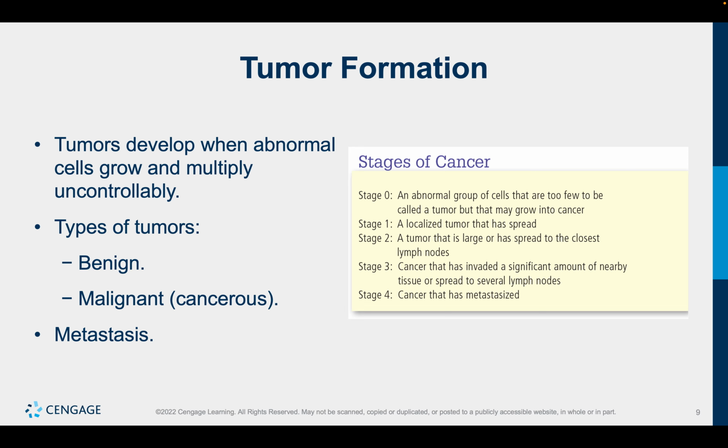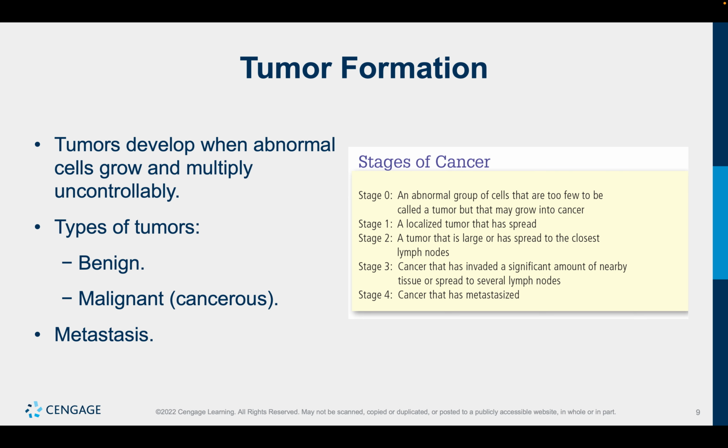Tumor formation. Tumors develop when abnormal cell growth or multiplication occurs uncontrollably. It is that amount of abnormal cells growing that creates what we call tumors. And there are two types of tumors: benign or malignant.